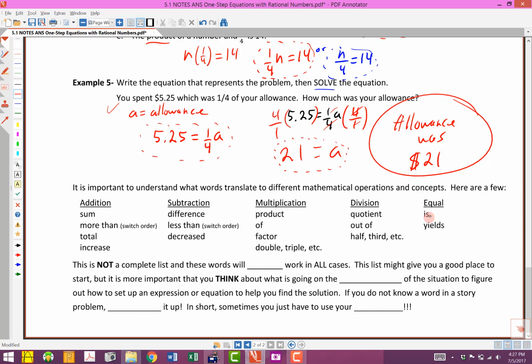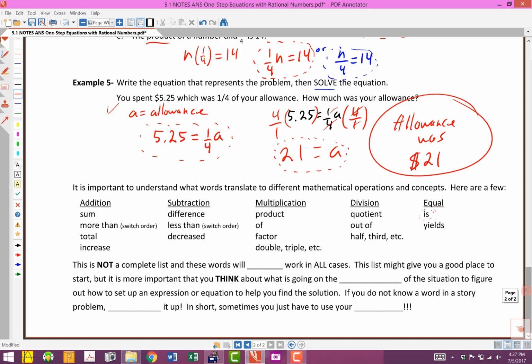And then equals, a lot of times, this is what we use most of the time. Most of the time we say is for equals. Occasionally we'll say yields or the answer or something like that. So there might be some other weird words, but most of the time it's the word is. That's the one that comes up the most often.